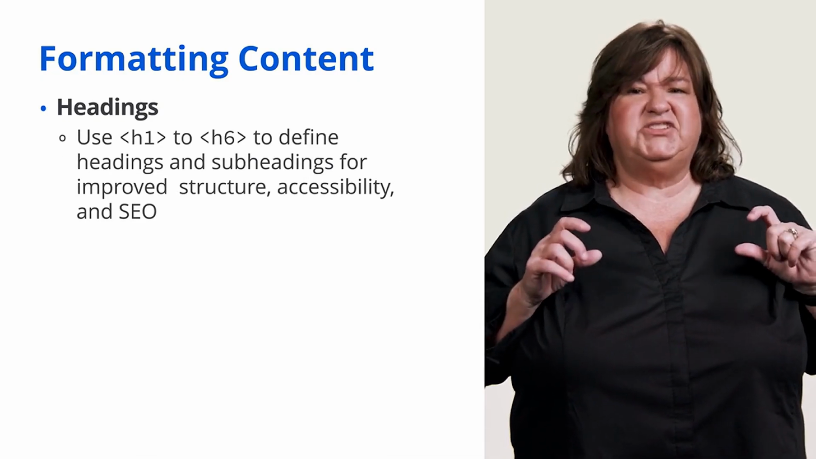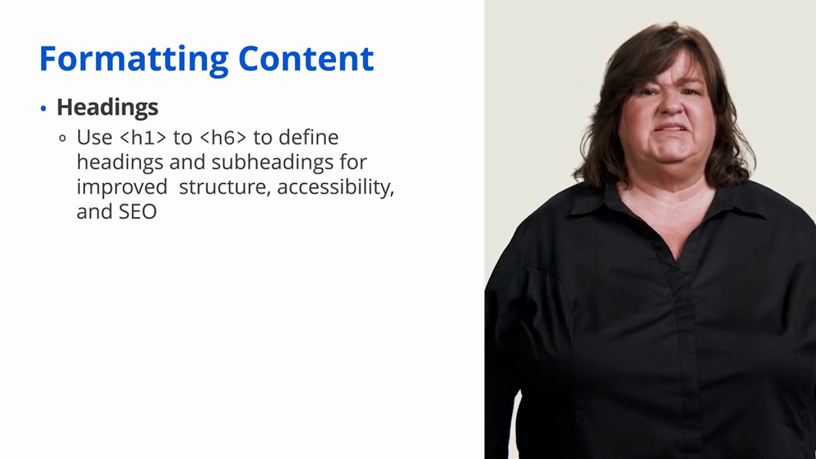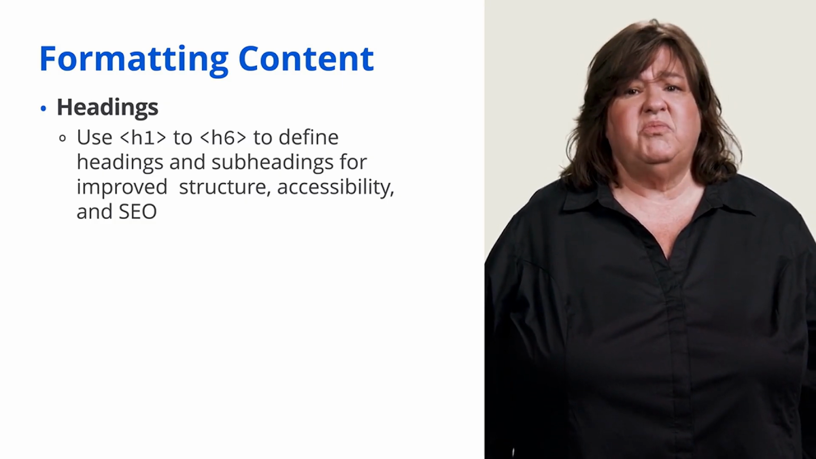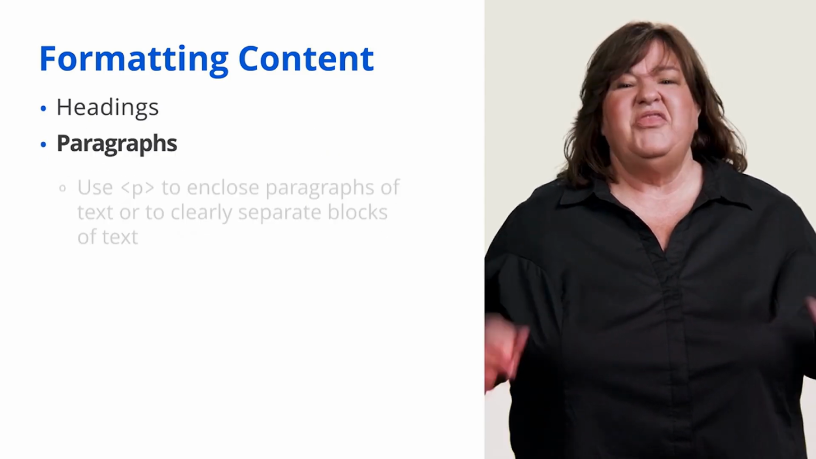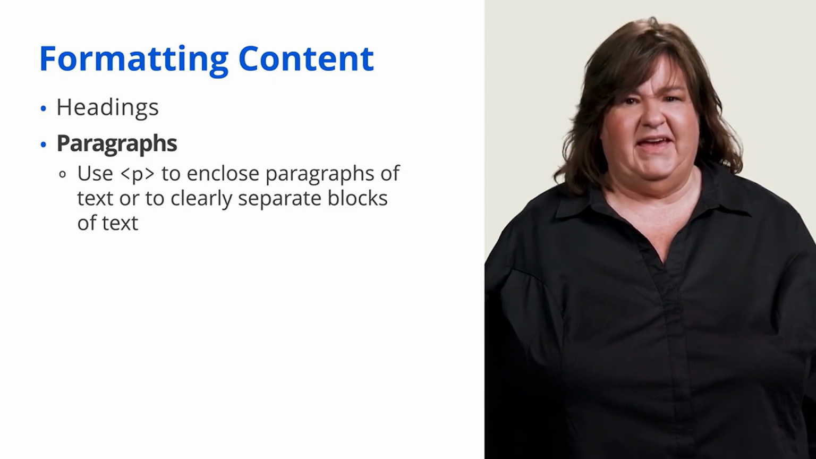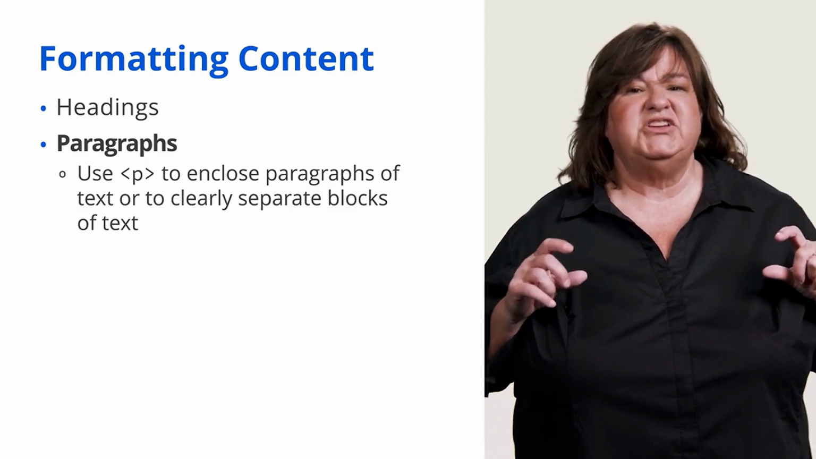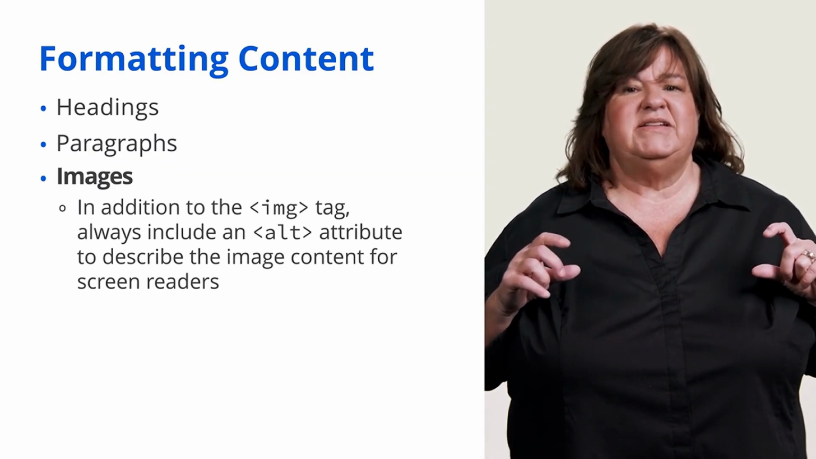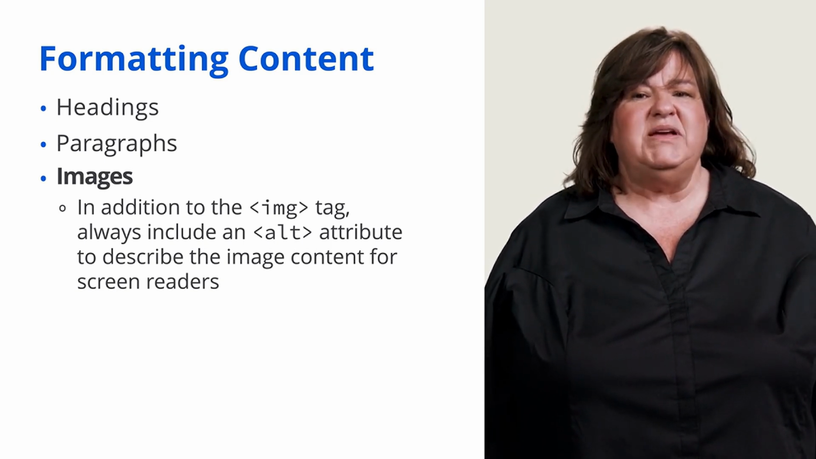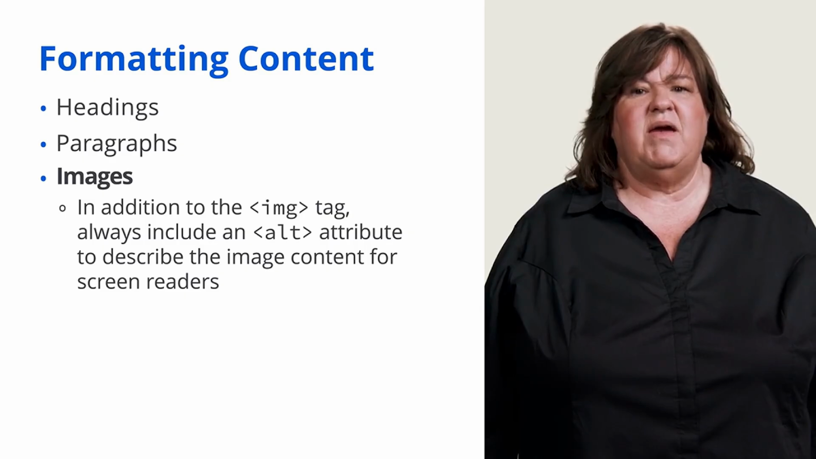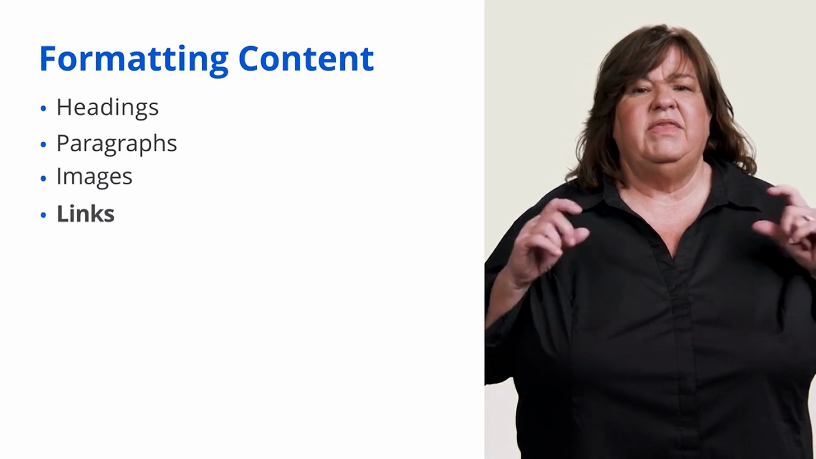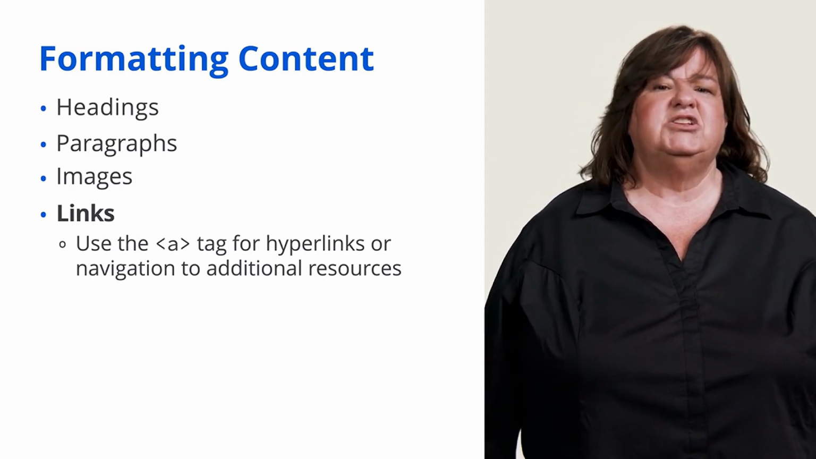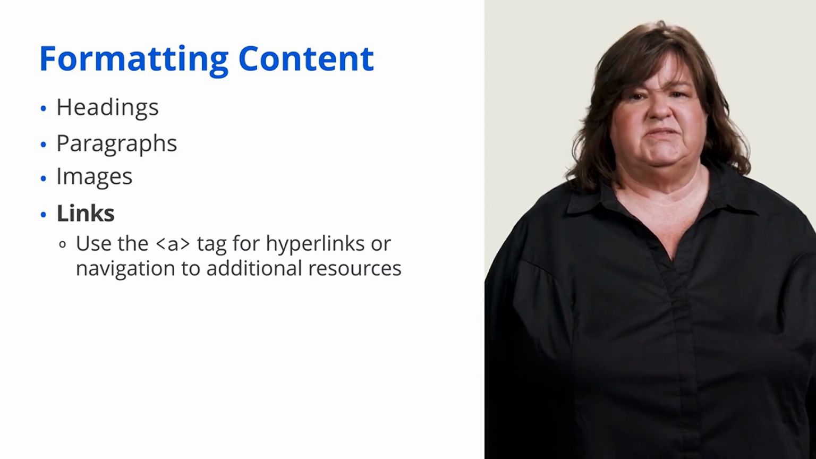Use H1 to H6 tags within your header and section elements to define headings and subheadings. This not only provides structure, but also improves accessibility and SEO. The P tag is used to enclose paragraphs of text. Place it inside your article or section tag to clearly separate blocks of text. The image, IMG tag, is used for images, and it should always include an alt attribute to describe the image content for screen readers. The A tag defines hyperlinks and is often placed within the nav or article tags to provide navigation and additional resources.